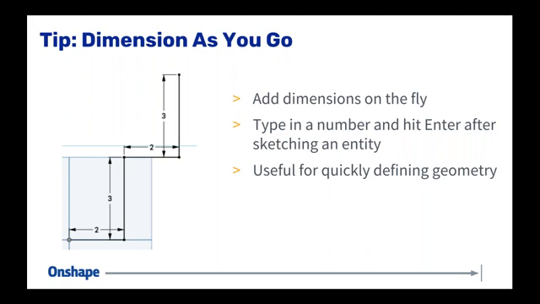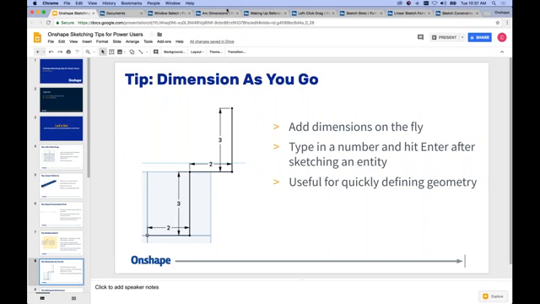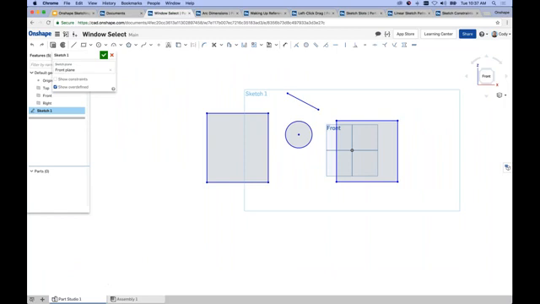And it means that you can sketch and dimension in tandem as you go, rather than sketching out a bunch of geometry and then coming back and adding dimensions afterwards. And I think that's the common workflow. So if you're looking for a way to speed up dimensions in particular, and you know exactly what the value is as you're sketching it, you can type in that value as you go. So let's just jump into an example here. Let's go ahead and create a new part.